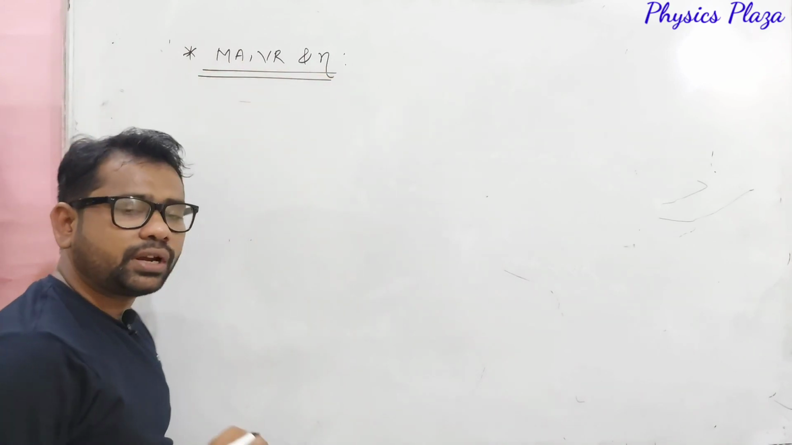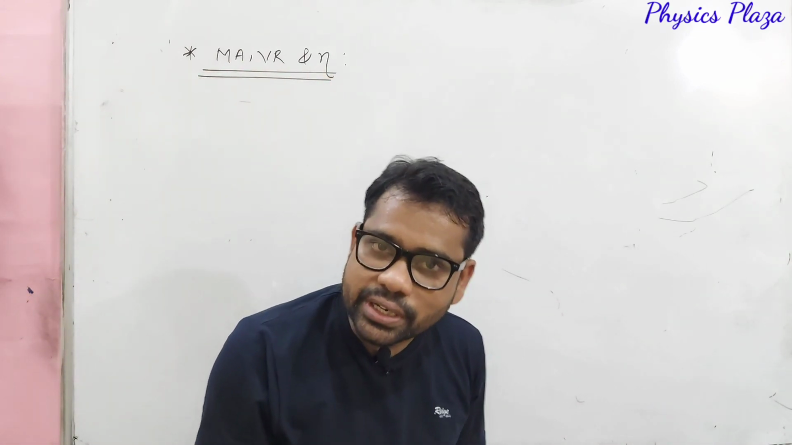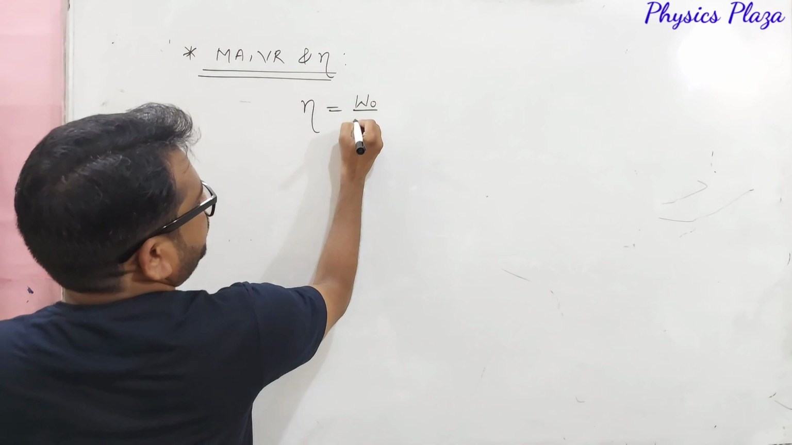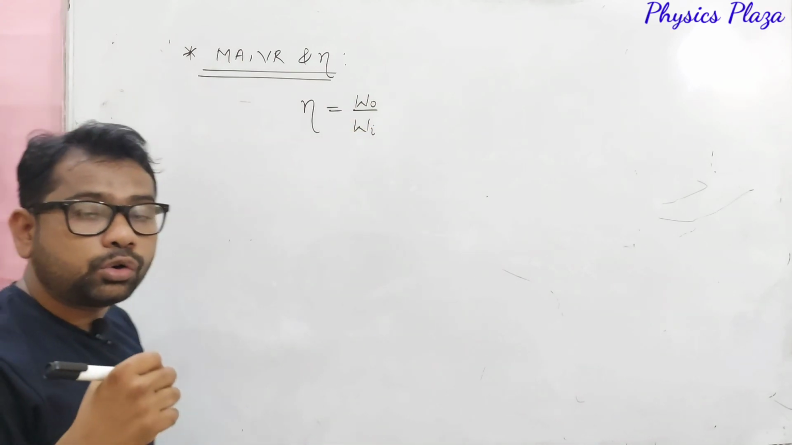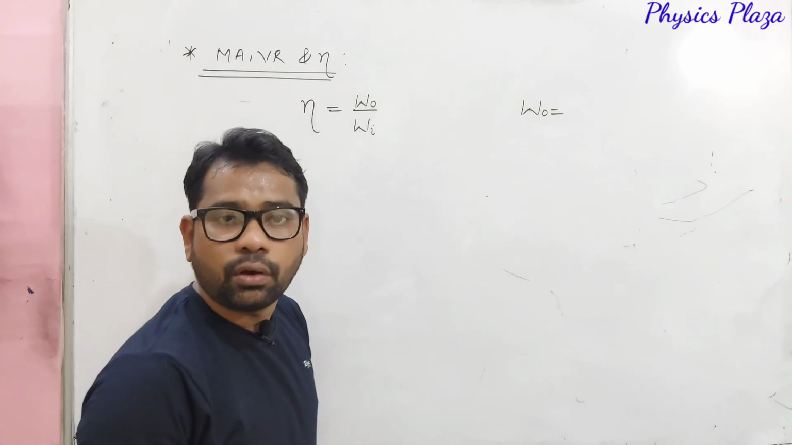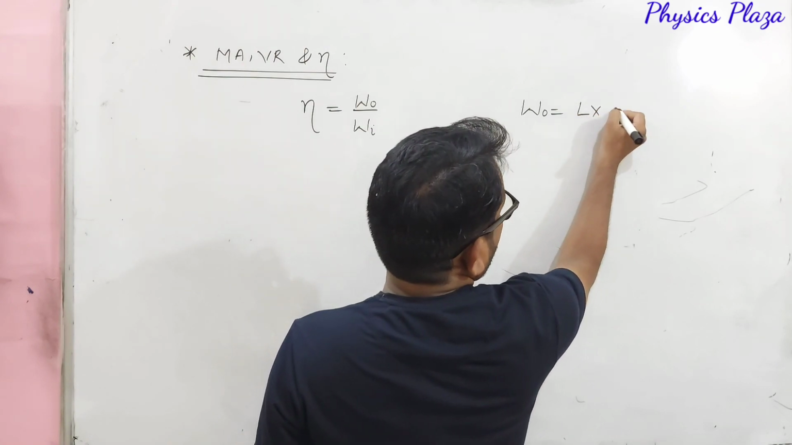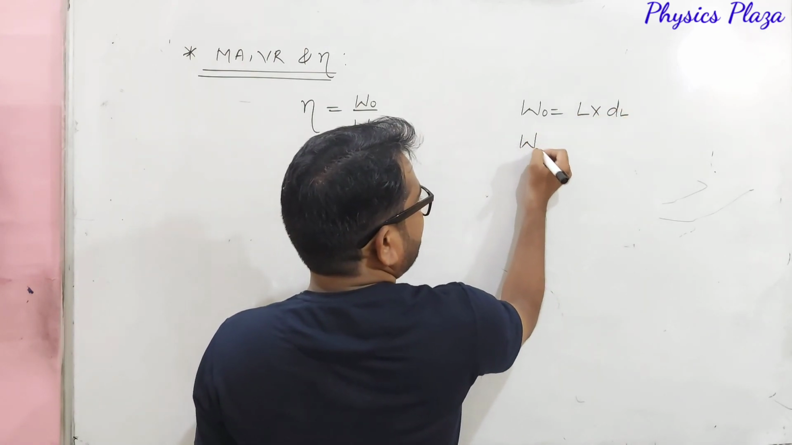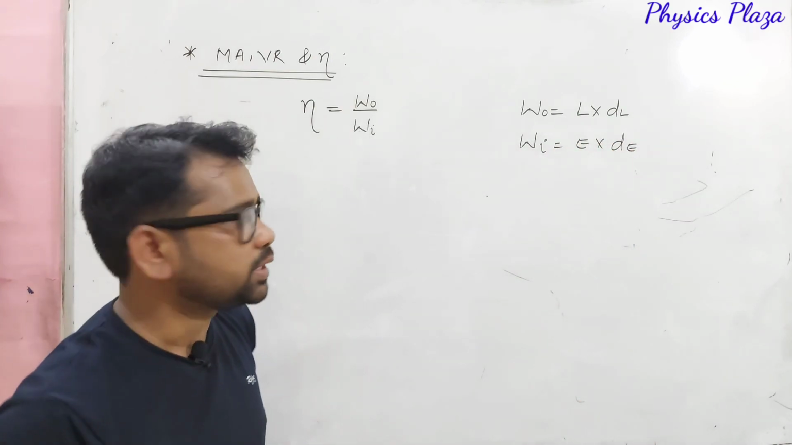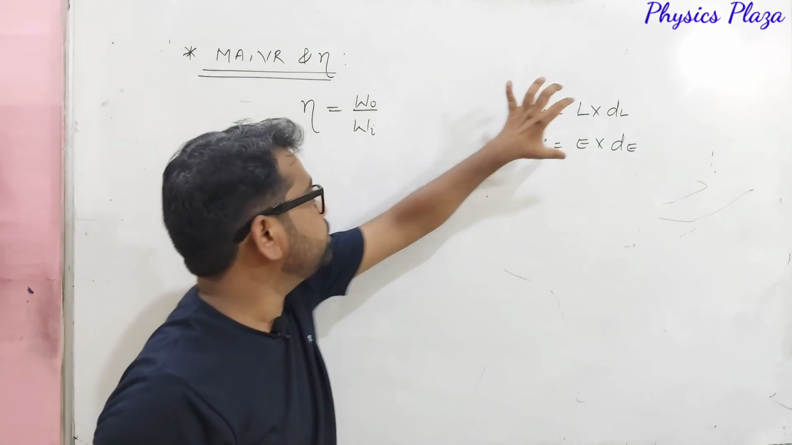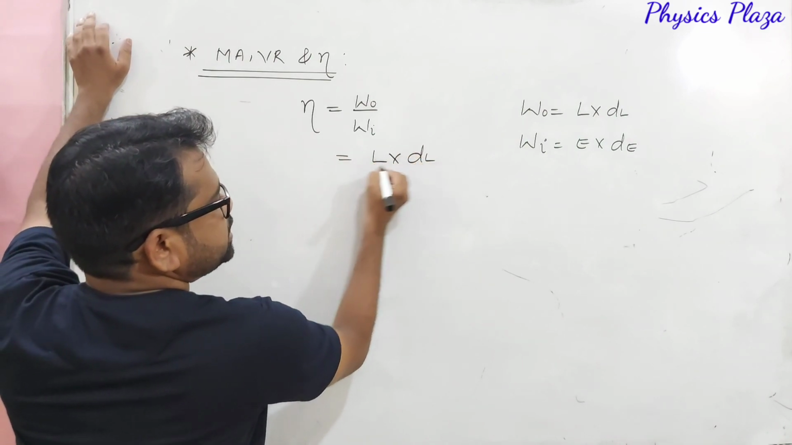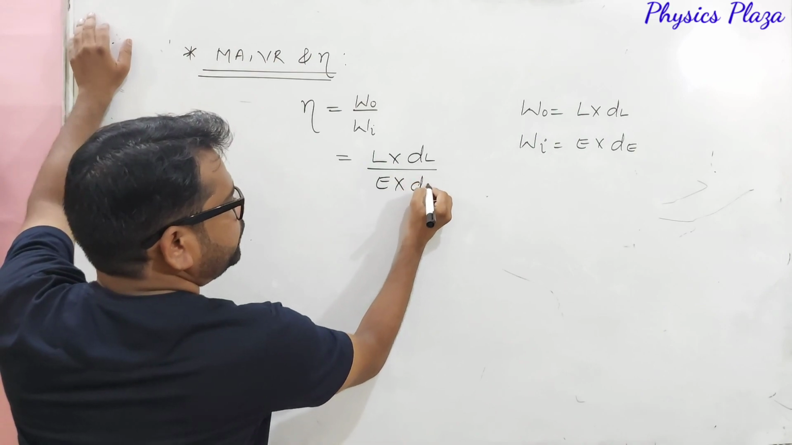Very important. Children, let us recall the definition of efficiency. What actually is efficiency? Efficiency is equal to work output by work input. But how to calculate work output? We have already discussed that. Work output is nothing but load into load displacement. What about work input, children? Effort into effort displacement. Just substitute these two values in this formula. Then we get load into load displacement by effort into effort displacement.